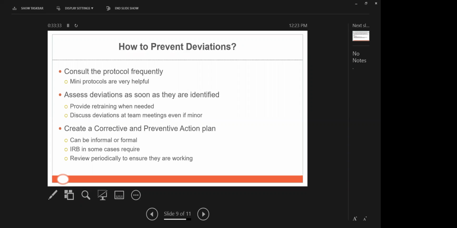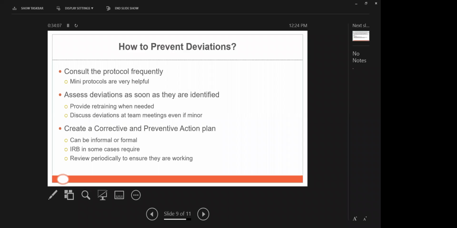For more major deviations, you want to make sure you're creating a corrective and preventative action plan. These are called CAPAs. I'll talk a little bit more about it on my next slide. But basically, this is a way to go back and look at what happened and create a procedure to try to avoid these from happening again. This could be informal, or in some cases it needs to be more formalized, but the discussion should happen with each deviation.